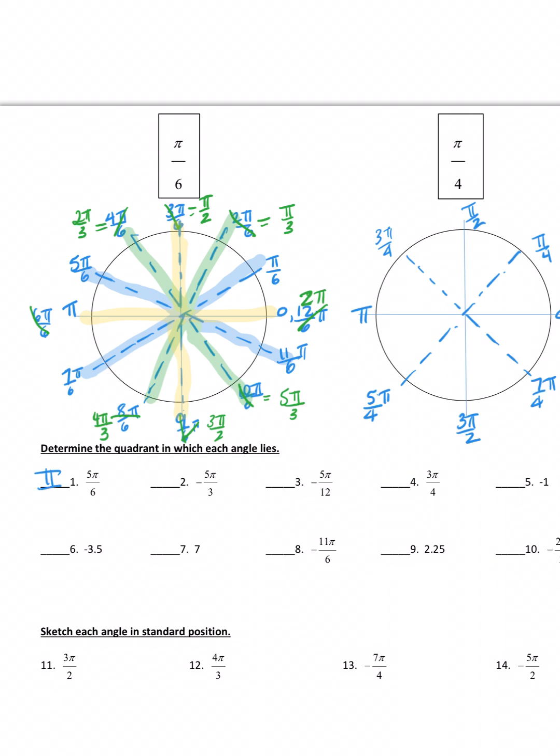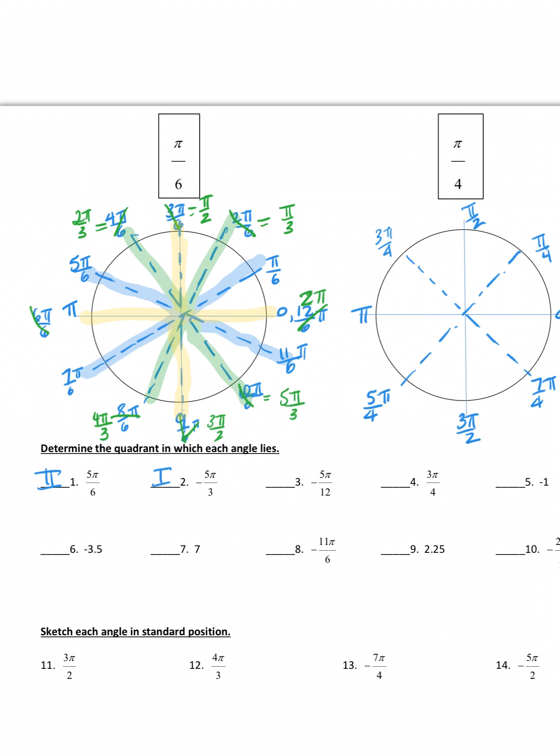Now, what about negative 5 pi over 3? So the negative is like, wait a minute, we didn't do this in negatives, did we? So here's your shortcut, peeps. Find positive 5 pi over 3. It's right over here in quadrant 4. To make it negative, just hamburger fold it over, and that puts it in quadrant 1 because of the negative.